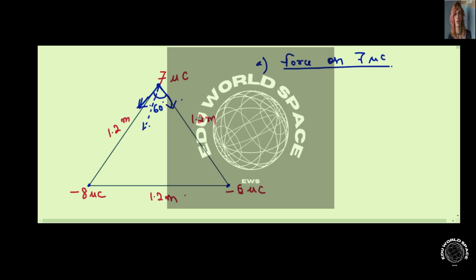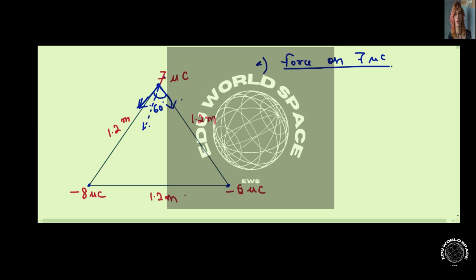Let us say this force due to 7 and minus 8, that will be k q1 q2 by r square, that is 1.2 whole square. So we get this as 56 k by 1.44, and this comes out to be 5600 by 144, and this will be 25k. So this force comes out to be 25k. So let us just write them shortly.